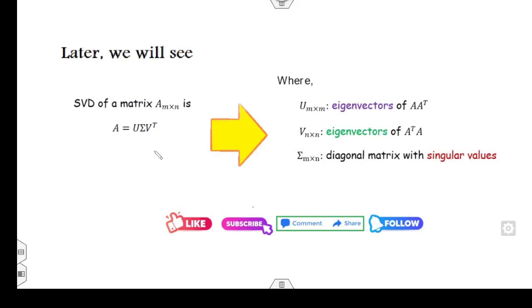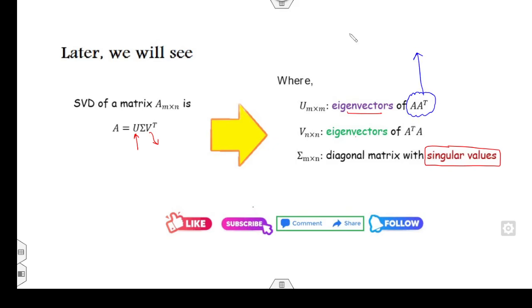Once we complete this lecture, we will see that U is nothing but the eigenvectors of A into A transpose, V is nothing but the eigenvectors of A transpose into A, and sigma is nothing but a diagonal matrix with the singular values. So firstly, let us see the meaning of the eigenvectors of A into A transpose.